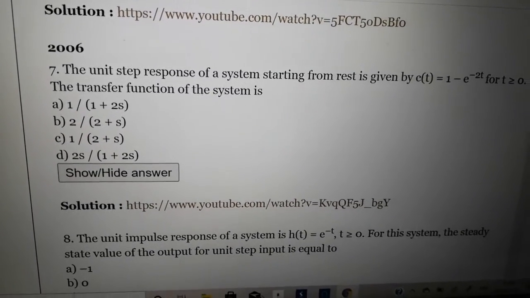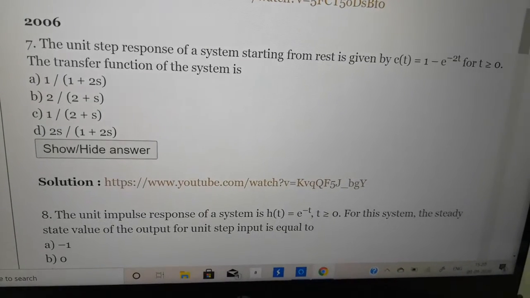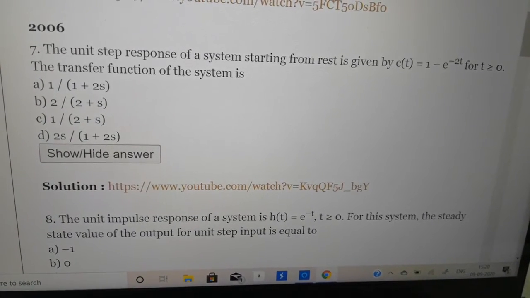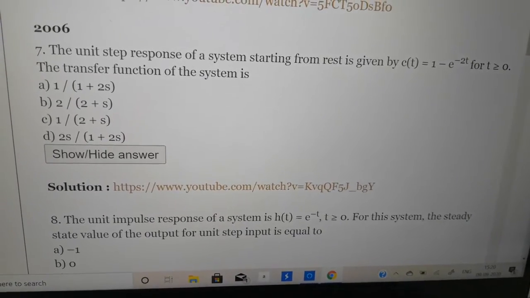So now we come on to our next GATE numerical, that is of 2006. The unit step response of a system starting from rest is given by c(t) equals 1 minus e raised to the power of minus 2t, for t greater than or equal to 0. The transfer function of the system is what?